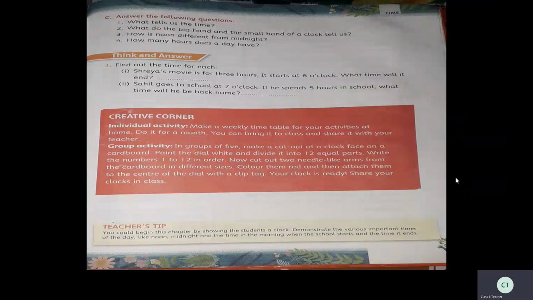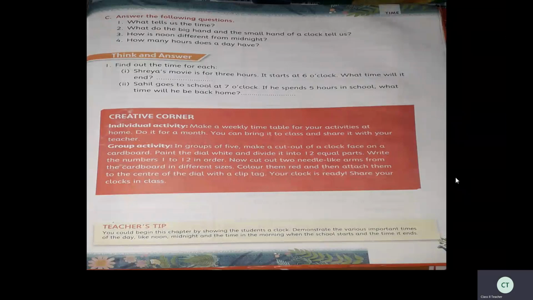The next, think and answer. Two questions are here, children. First one, find out the time for each. How much time we spend, we have to find out. The first question, Shriyan's movie is for 3 hours. It starts at 6 o'clock. What time will it end? What's the duration of the movie? Yes, it is 3 hours.